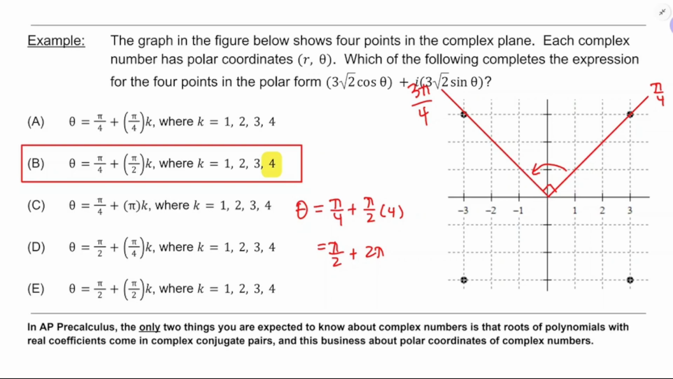I've got a little separate bonus discussion for us about the nth roots of unity that I'll save for a separate video, clearly labeled an extension of AP Precalc. But that's really all I need to tell you about complex numbers and their polar coordinates in this video.